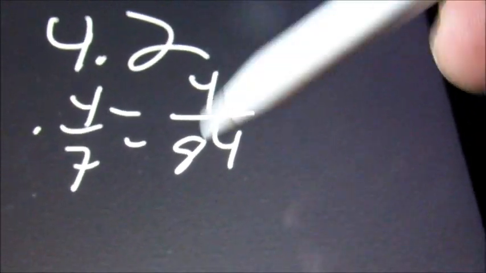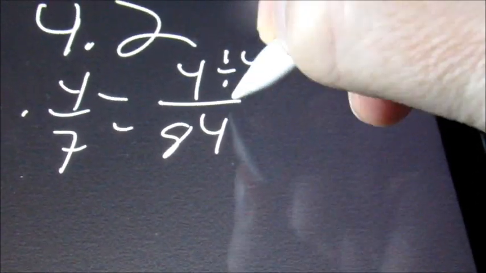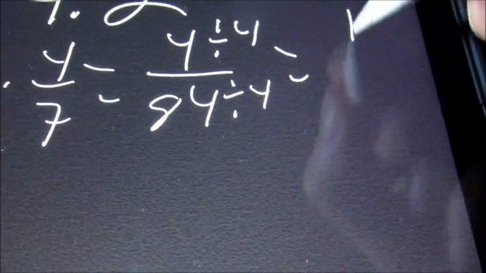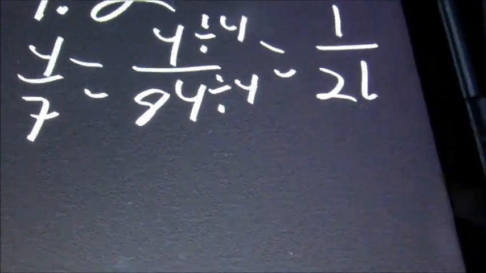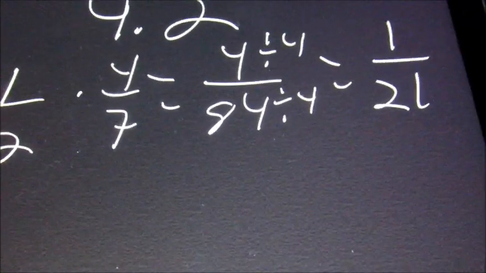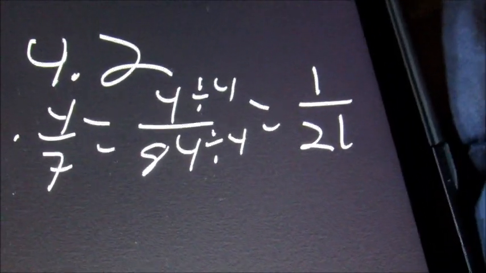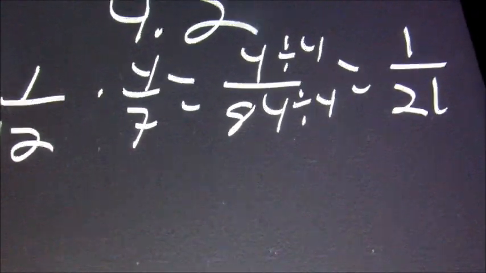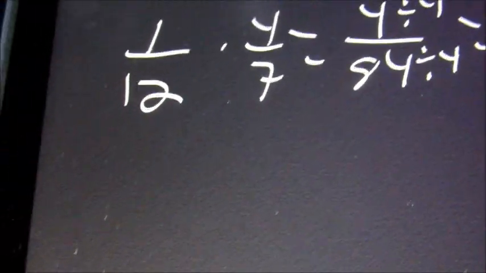1 times 4 is 4. 12 times 7 is 84. And now we can reduce by dividing both the 4 and the 84 by 4. And we'll get 1 over 21. Now to save time, and especially for this class, since we can't use calculators on the test, we can reduce even before we do our multiplying.